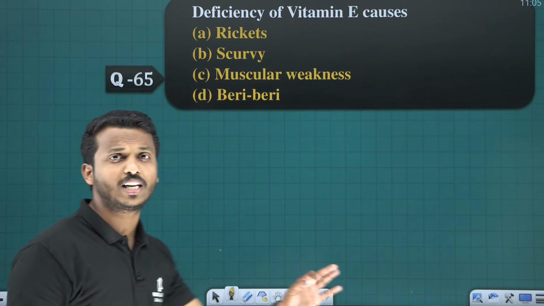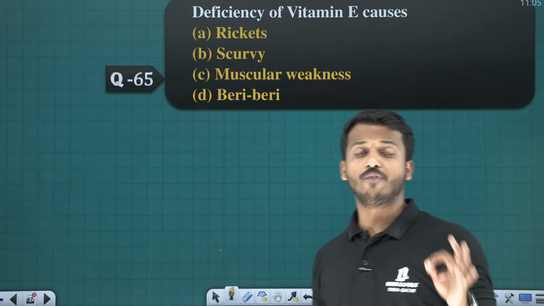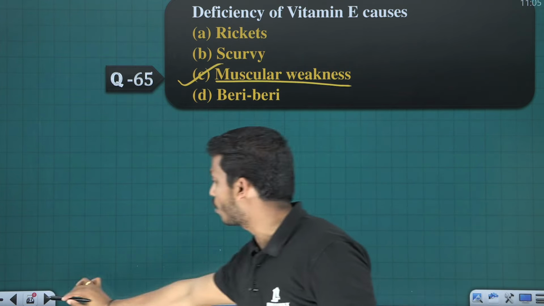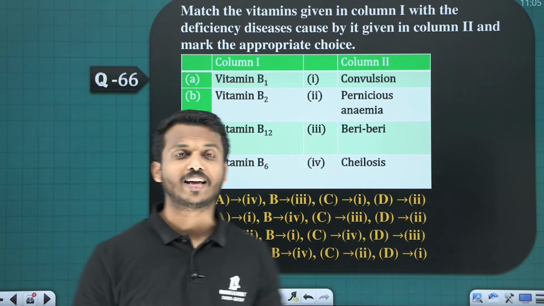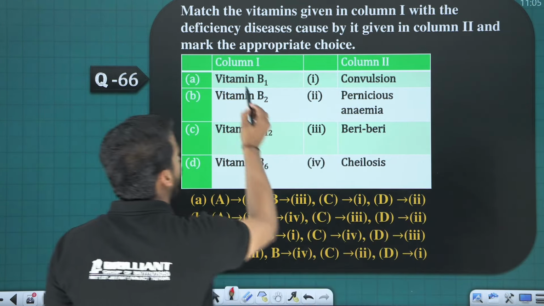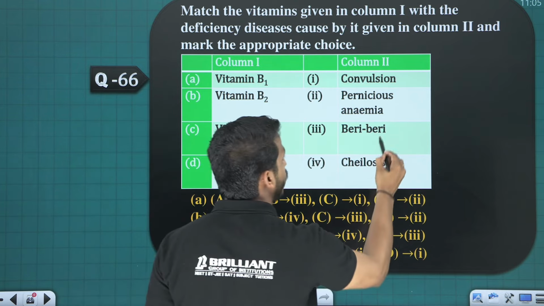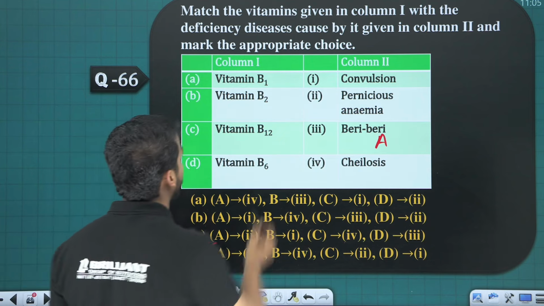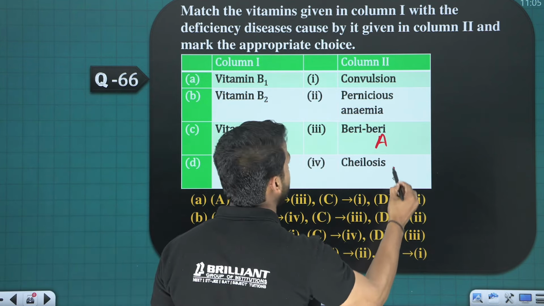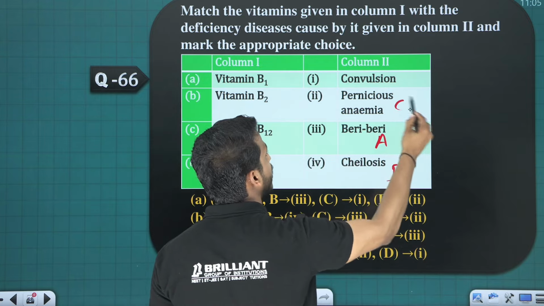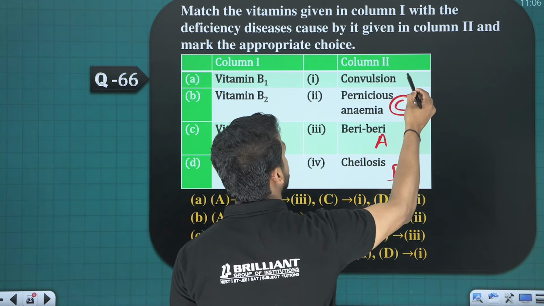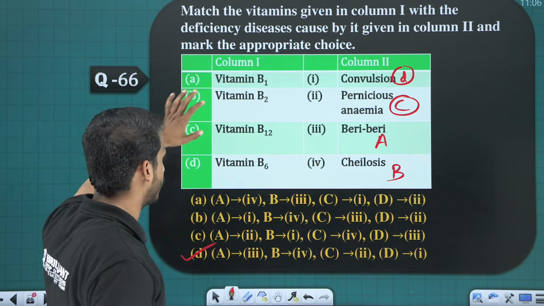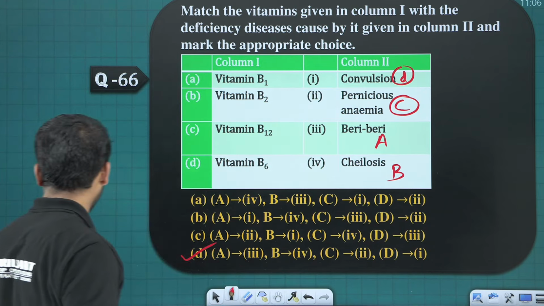55. Deficiency of vitamin E. Please study the table, my dear. Deficiency of vitamin E causes what? Muscular weakness. And match the vitamin and their deficiency. Let us start. Vitamin B1 causes what? Beriberi. Vitamin B2, a third we have D option. Vitamin B2 causes cheilosis. Vitamin B12 causes pernicious anemia. Vitamin B6 causes what? Convulsions, right? So study the vitamin and deficiency.